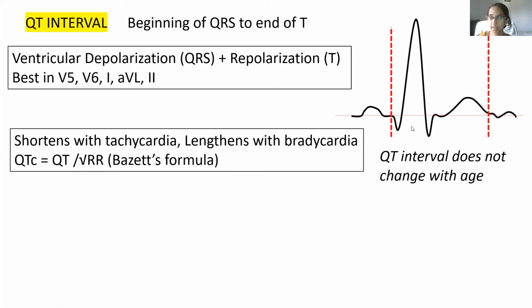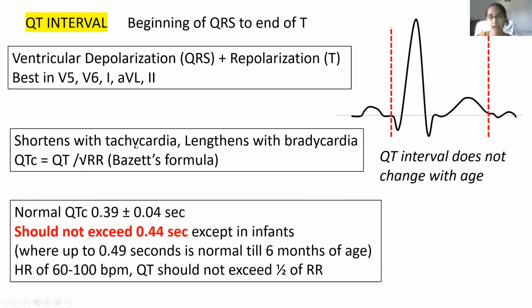In contrast to the PR interval, the QT interval does not change with age, but it does change with the heart rate. QT interval shortens with tachycardia and increases with bradycardia, and hence the Bazett's formula. We know that the corrected QT is calculated as QT divided by square root of RR interval. And the normal QTc is usually around 0.4 to 0.44 seconds, and you do not expect it to be more than 0.44. But in younger babies like neonates, you can have it up to 0.48 or 0.49 seconds.